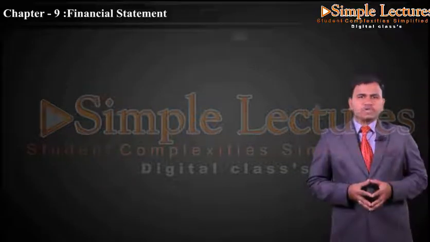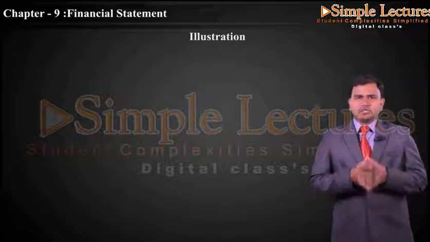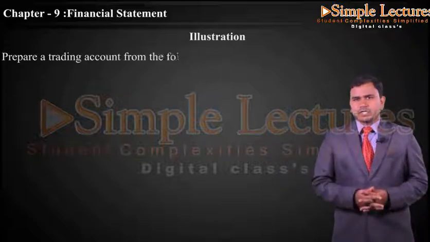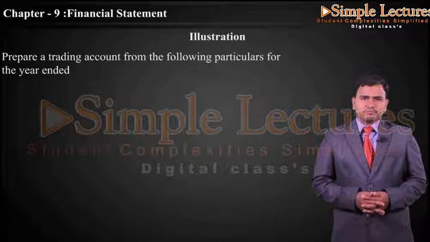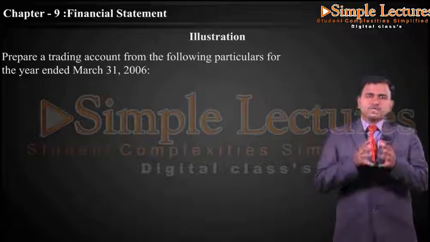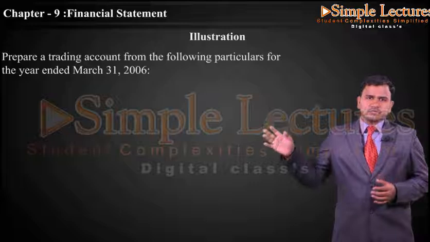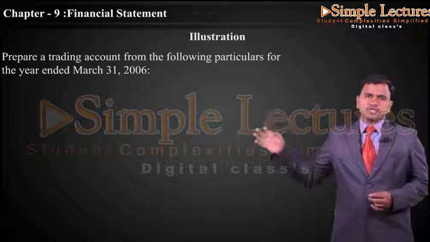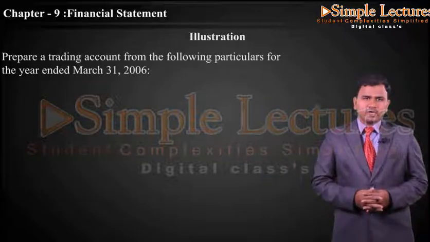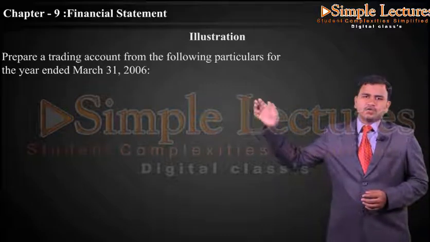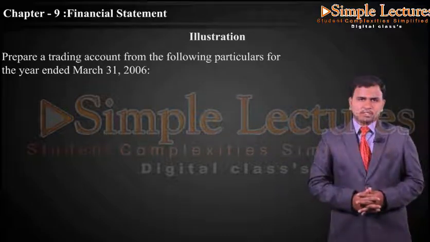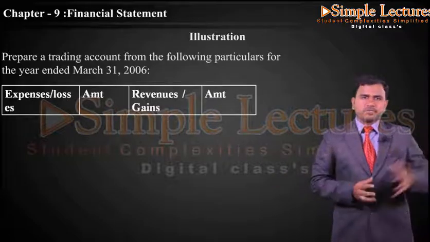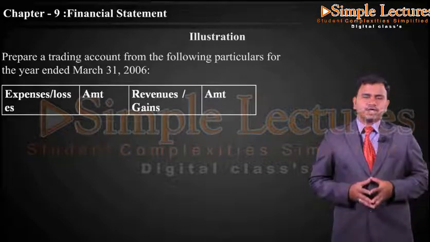Now let us take one illustration and we will prepare a trading account. The illustration is: prepare a trading account from the following particulars for the year ended 31st March 2006, where the information given is opening stock, purchases, sales, wages. Let us take the entries one by one directly to the account. Before that, let us take the table for the trading account where the title will be trading account for the year ended 31st March 2006. Particulars amount, particulars amount. Here one side we have debit and one side we have credit. Now the first entry we have is opening stock.